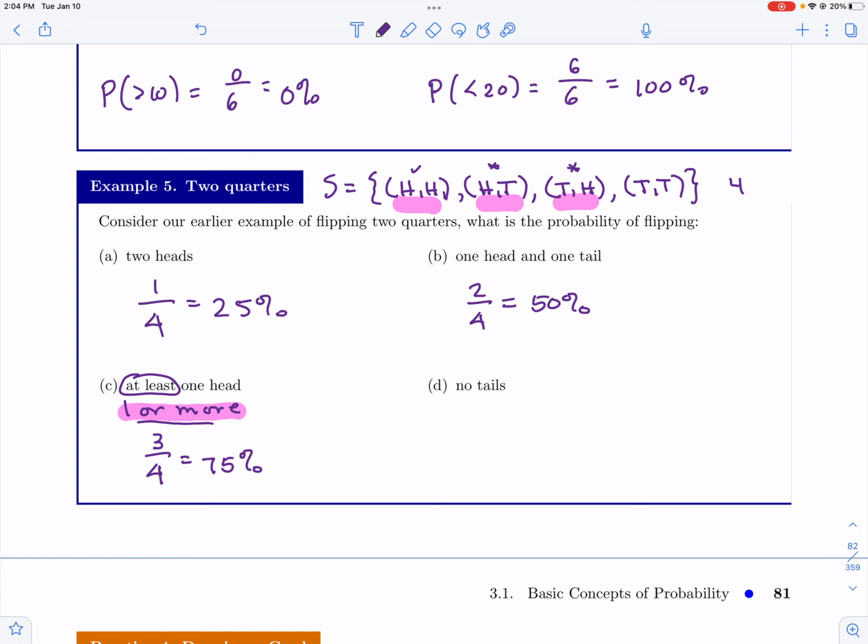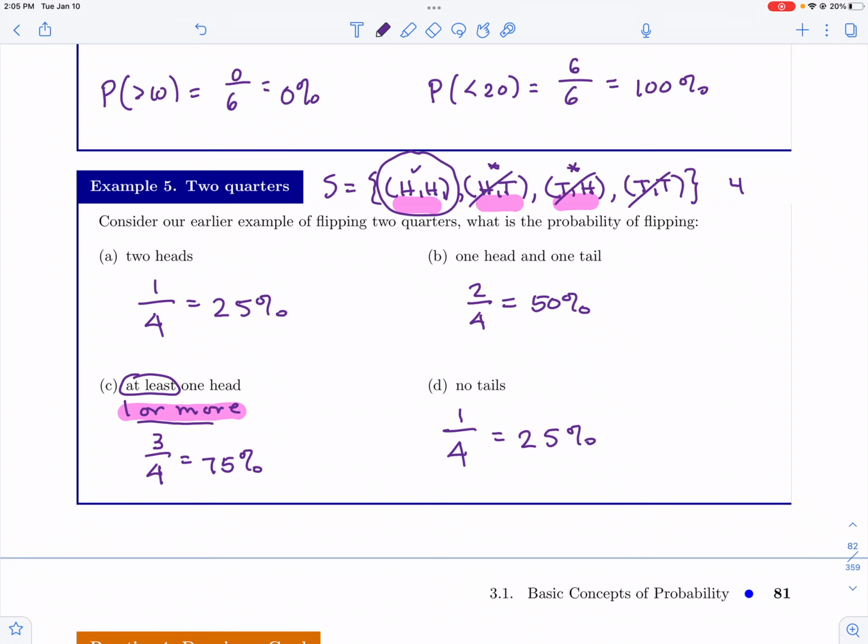So that looks good. And then finally, no tails at all means that we're just trying to figure out, well, which one doesn't have any tails. So we wouldn't want to include this one, or this one, because those all have a tail in them. So this is the only one that contains no tails. So again, that's just going to be 1 out of 4, or 25%.